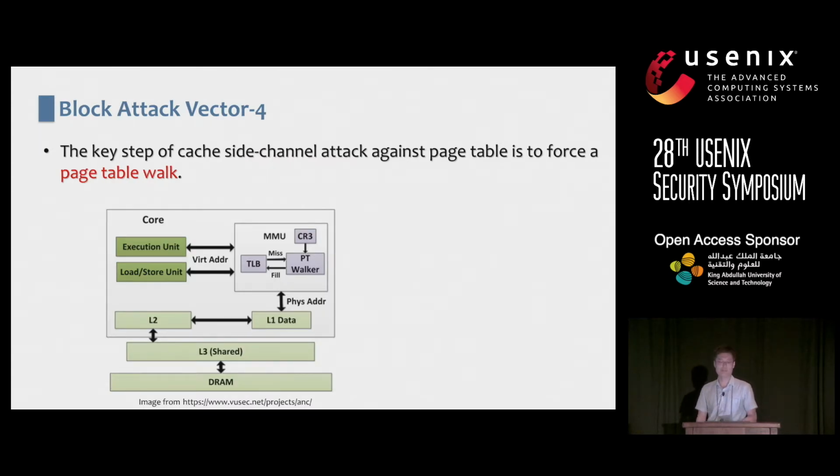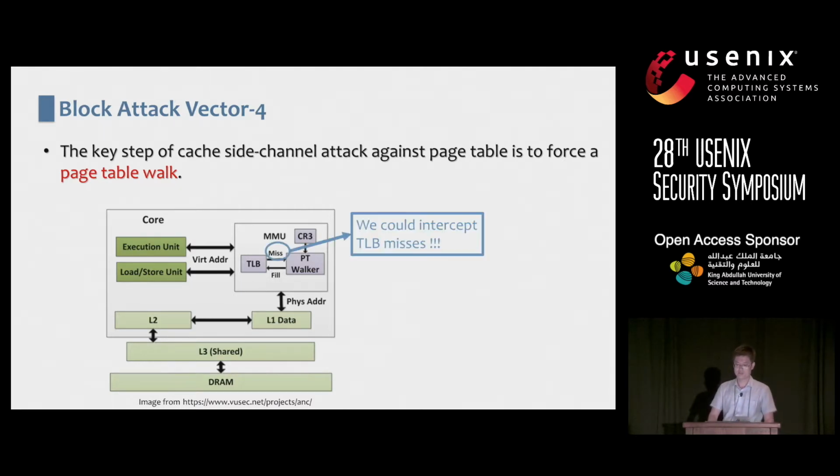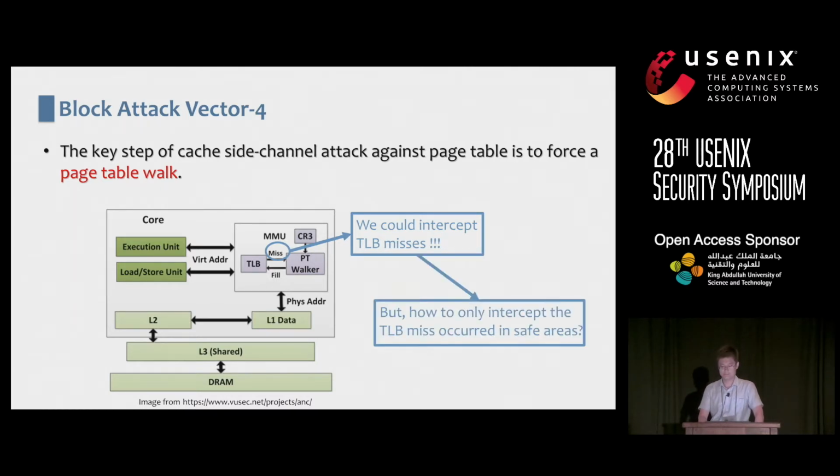The key step of a cache side channel attack against the page table is to force a page table walk. We know that if there is a TLB hit, the virtual address will be translated to the physical address directly, so the attacker must trigger a TLB miss. So we could intercept the TLB misses to intercept the possible probing. But how to intercept only the TLB misses occurring in the safe area is a problem.